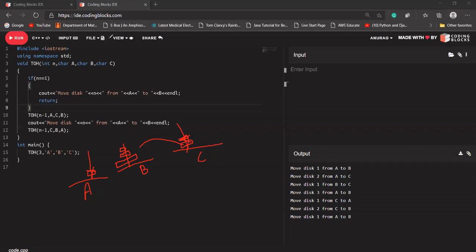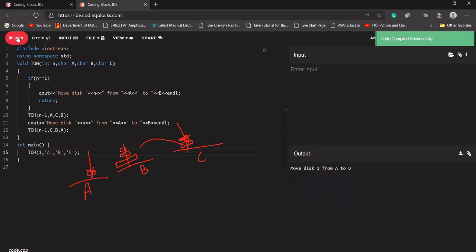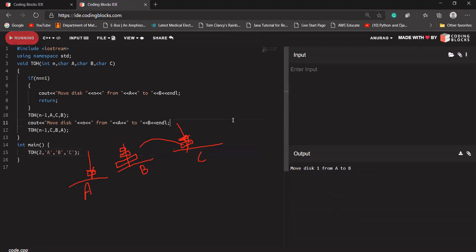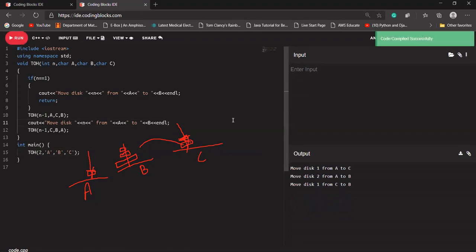Let's quickly check our function. Let's say I'm saying you have to transfer only one disk with the help of C. So what will it do? It will say move disk one from A to B. There is no need of C. If there are two disks, how can you perform these operations? It will say move disk one to C first, disk two you can move to B, and disk one you can move back from C to B. Yes, it means we are getting the correct output.